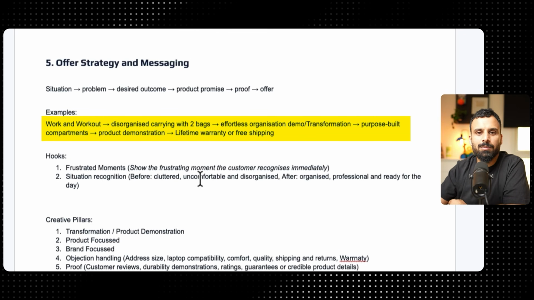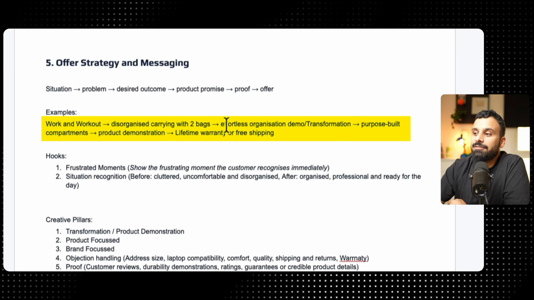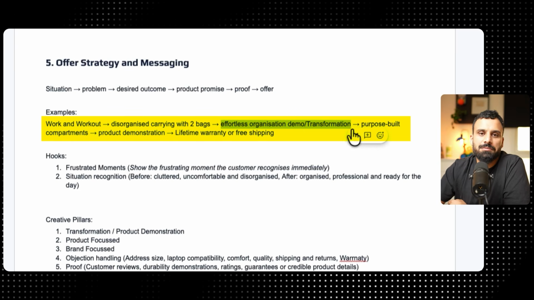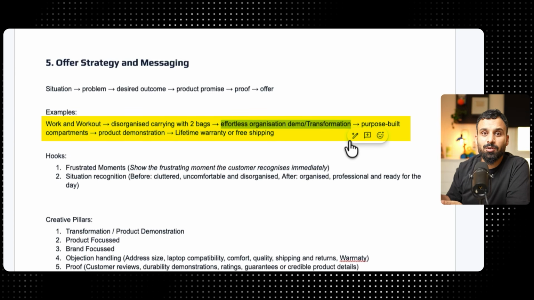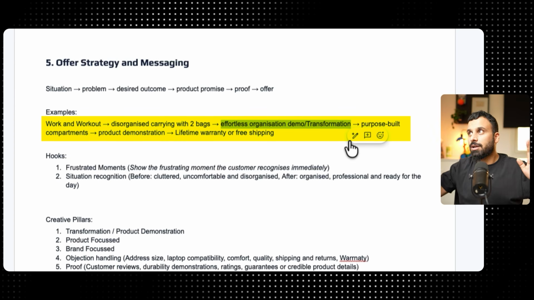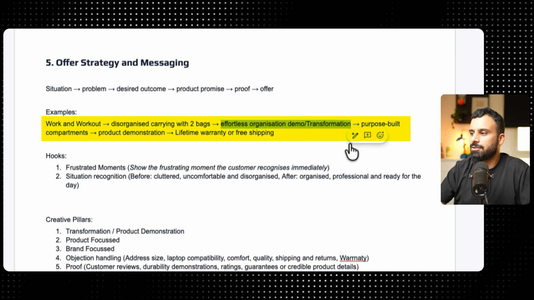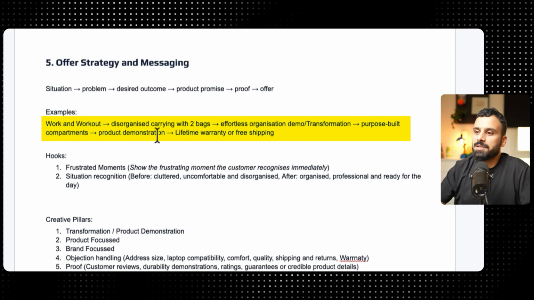A guy carrying 2 bags, frustrated. Then you show the effortless organization demo transformation. In a video, you show, oh, now see with this bag. Even if it's a static, you can show a line before, after, or there are many creative ways to do that. Then the product promise: purpose-built compartments.